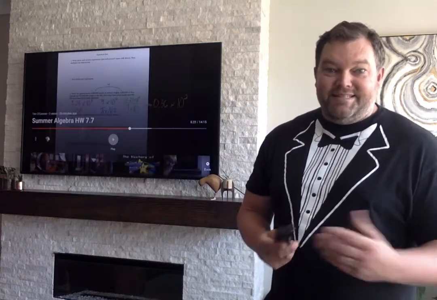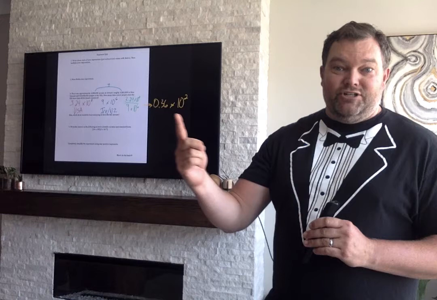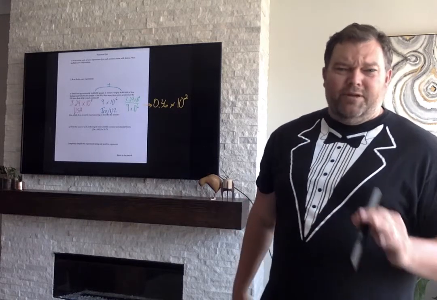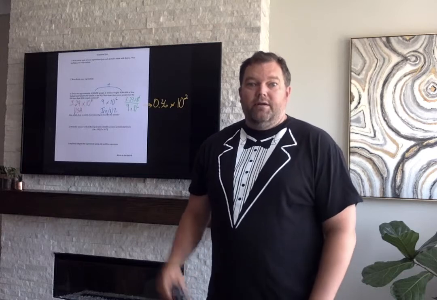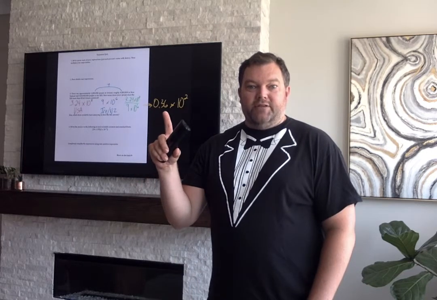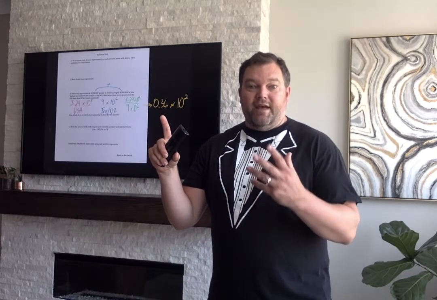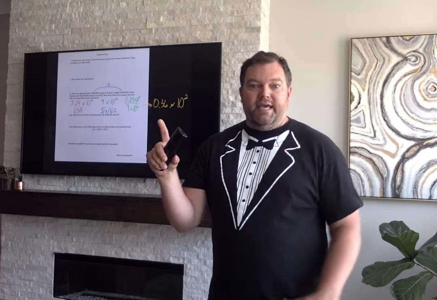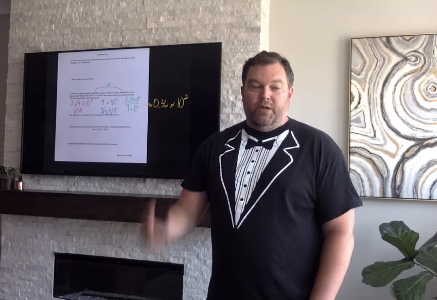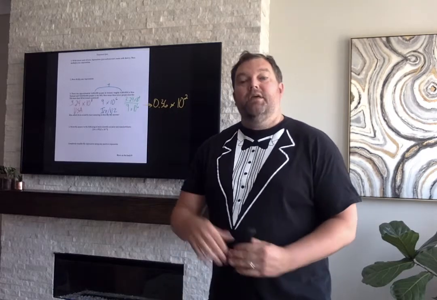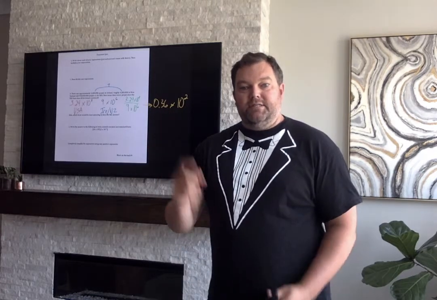But this is not a scientific notation answer. You might be like, wait, Mr. O'Connor, it's a number times 10 to a power. But that's actually not a number that's valid. We have to be between 1 and 10. So where does this decimal point need to go to make the number between 1 and 10? It has to go between the 3 and the 6.